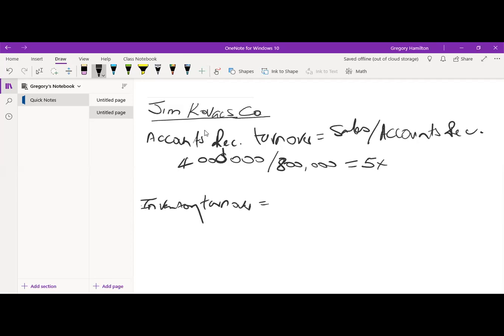So inventory turnover will be equal to sales of 4 million over inventory of 400,000, and that should give us 10 times.